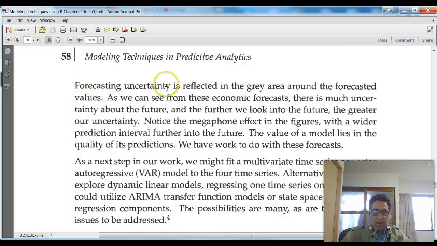So he says that there's uncertainty in forecasting, and that's reflected in the gray area around the forecasted values. And we see from these economic forecasts there's much uncertainty about the future, and the further we look into the future, the greater our uncertainty. Notice the megaphone effect in the figures with a wider prediction interval further into the future. The value of a model lies in the quality of its predictions. We have work to do with these forecasts.